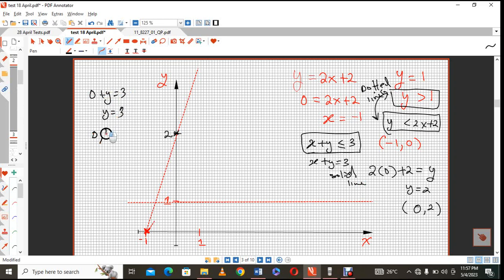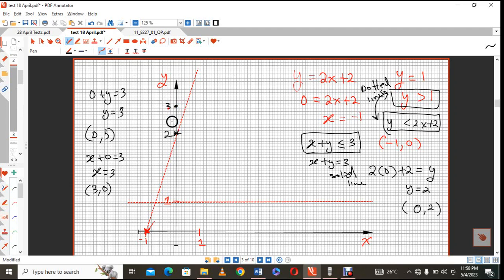So you have 0, 3. Then you have x plus 0 equals 3. And then you have x equals 3. So you have 3, 0. So that's basically it. So you're going to go where 3 is.